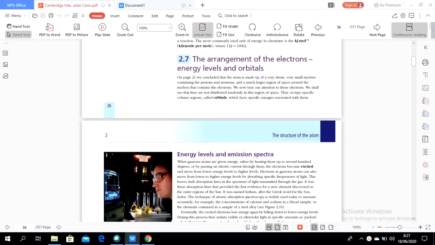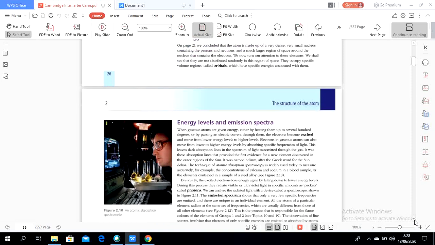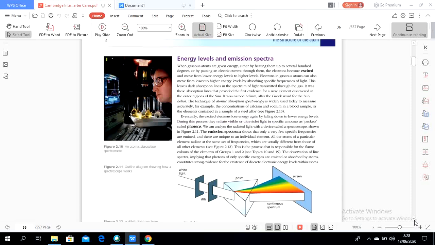On the previous page, we concluded that the atom is made up of a very dense, very small nucleus containing protons and neutrons. Now turn our attention to these electrons. We shall see that they are not distributed randomly in this region of space. They occupy specific volume regions called orbitals, which have specific energy associated with them: energy levels and emission spectrum.